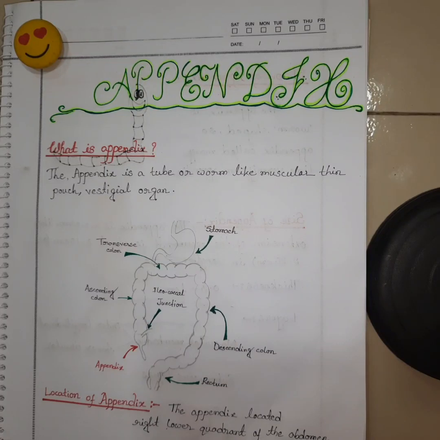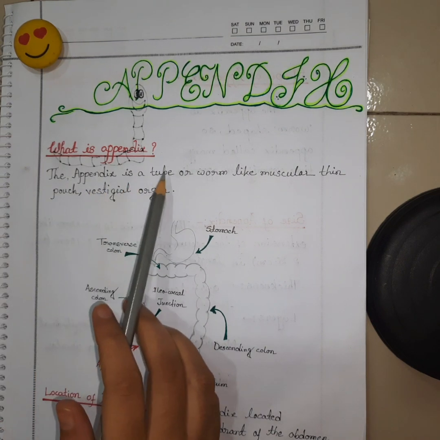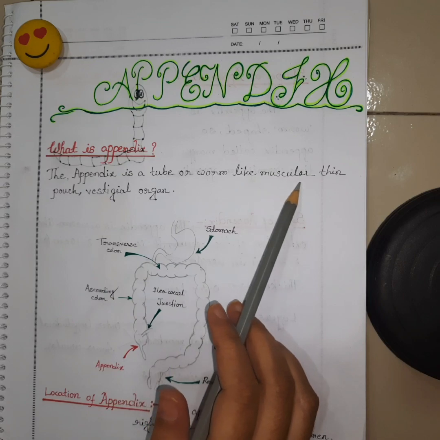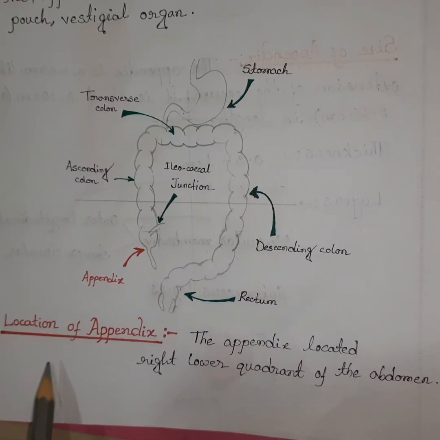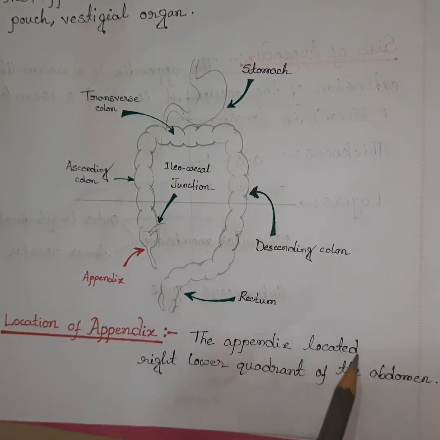Hello everyone, in this video I am going to tell you about appendicitis. To understand that, we should first know what the appendix is. The appendix is a tube-like or worm-like muscular thin pouch, a vestigial organ. Now, we will know the location of the appendix. The appendix is located in the right lower quadrant of the abdomen.